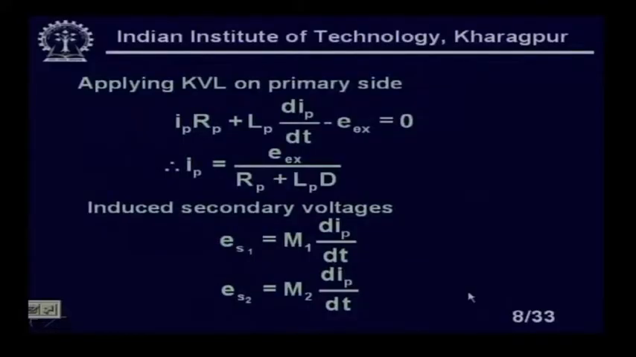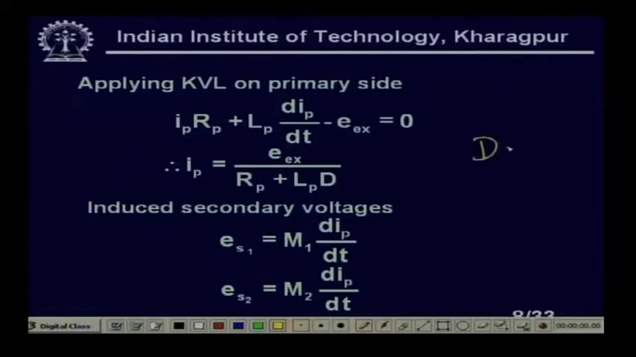Now, see here, if I apply a KVL around the primary side, I will get an equation like this one. Already we have seen the equivalent circuit of an LVDT. So, if I apply the KVL, I will get an equation like this: IP RP plus LP dIP by dt. Now, IP equals Ex, where D is the operator. As before, we know that D equals d by dt. So, that is the operator.